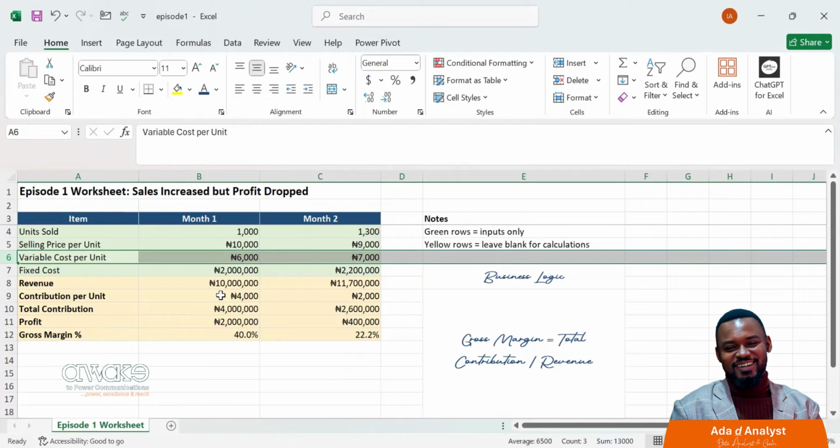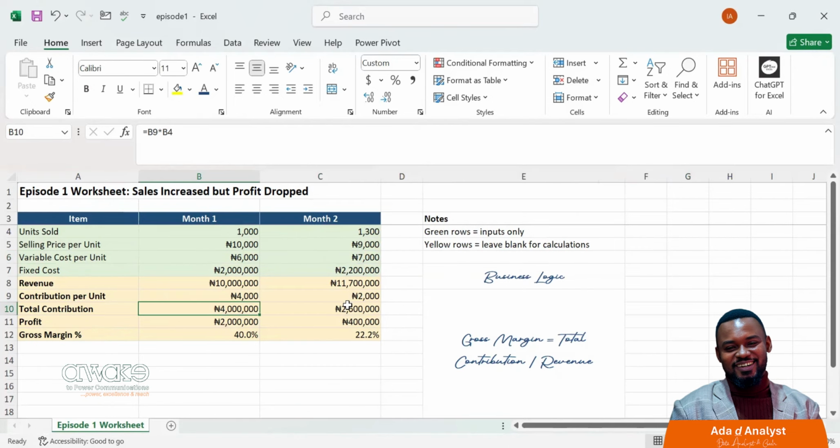Then the total contribution fell from 4 million to 2.6 million. The gross margin also fell from 40% to 22%. So the final lesson is this: the business did not fail because it sold too little. It failed because it sold more in the wrong way. The lower price attracted more sales, but the higher cost and lower margins destroyed the profit. This is why analysts do not ask, did sales increase? Analysts ask, did each sale create enough value?